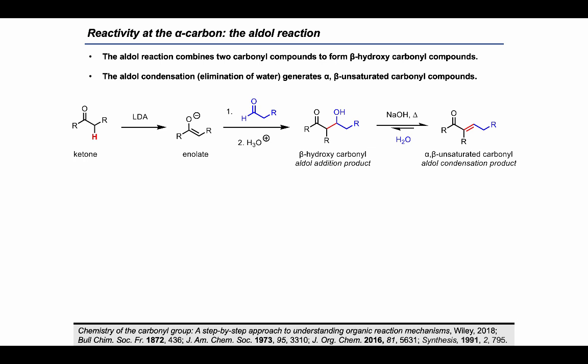Aldol reactions and condensations can be performed with a variety of substrates and bases, but to achieve selective crossed aldol reactions, in which 2 different carbonyl species are coupled together, care is needed to avoid complex mixtures of products. One approach, shown here for the coupling of a ketone with an aldehyde, is to first form the ketone enolate quantitatively by addition of the ketone starting material to an excess of strong base, such as LDA. The enolate is then reacted with the aldehyde electrophile to form the aldol product.